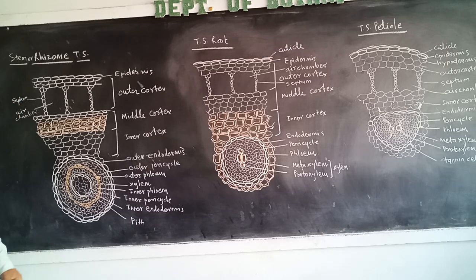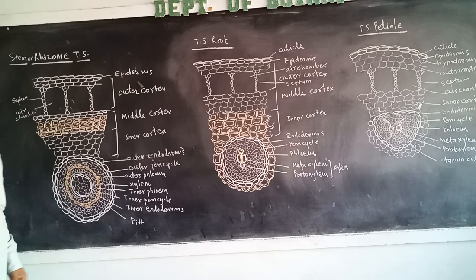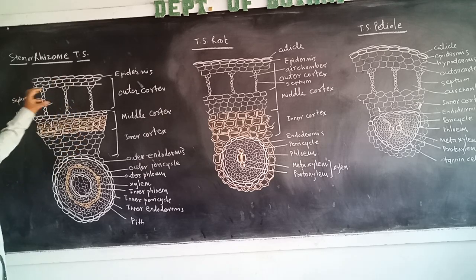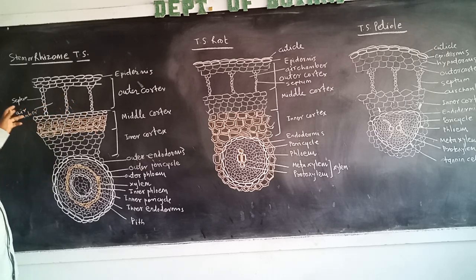The cortex is divided into outer cortex, middle cortex and inner cortex. The outer cortex is made up of parenchymatous cells and has a large number of air chambers. Each air chamber is separated from the next by a septum. This is the outer cortex.